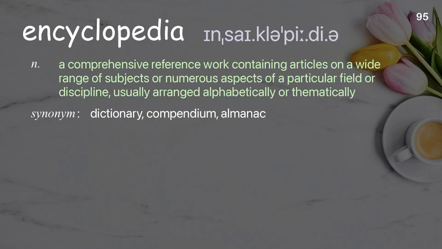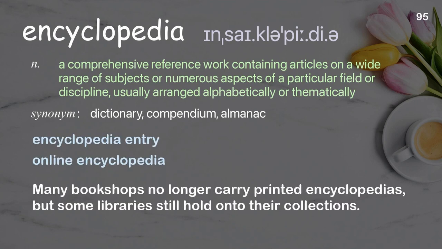Encyclopedia. A comprehensive reference work containing articles on a wide range of subjects or numerous aspects of a particular field or discipline, usually arranged alphabetically or thematically. Examples: encyclopedia entry. Online encyclopedia. Many bookshops no longer carry printed encyclopedias, but some libraries still hold on to their collections.